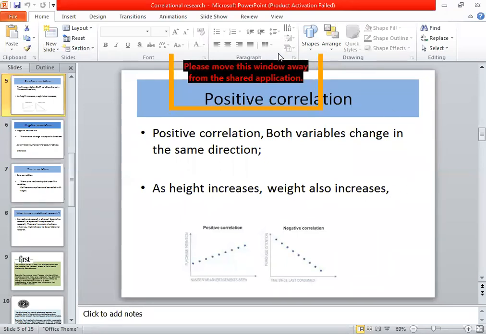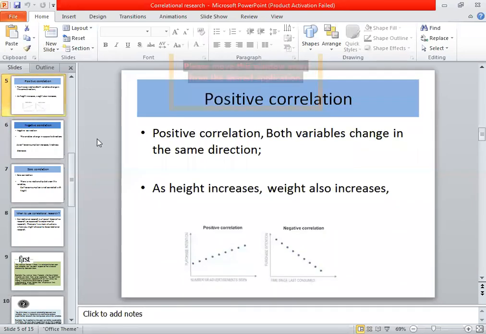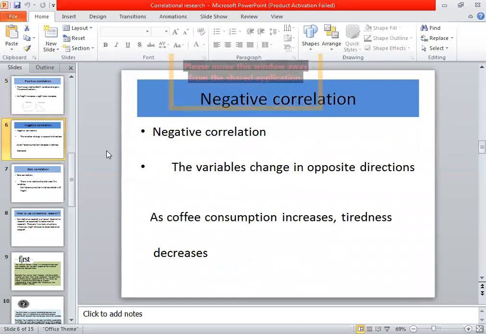What will happen if the score on height increases? The score on weight also increases. It means that in the direction of increasing, the scores on both variables are increasing. So this would be called positive correlation. But what happens in negative correlation?